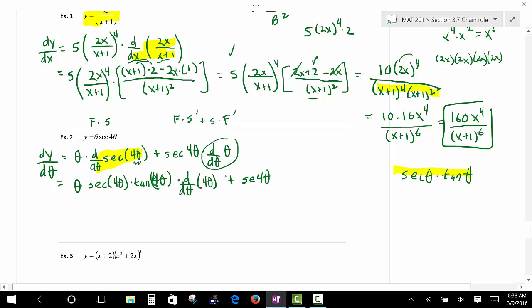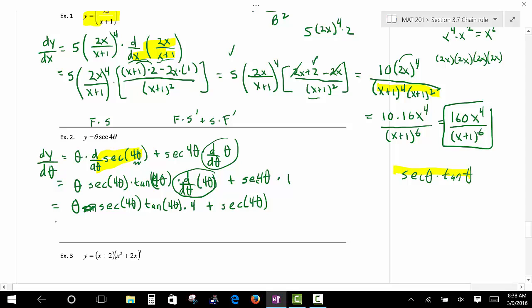You're not used to seeing theta as a variable. Like the derivative of x is 1, the derivative of theta is 1, so you have that. Okay? Now, what we need to do on this is going to be theta, secant of 4 theta, tangent of 4 theta, and then what's the derivative of 4 theta? 4. Okay, so you have that. Over here, you're going to have secant of 4 theta times 1, which is just itself.